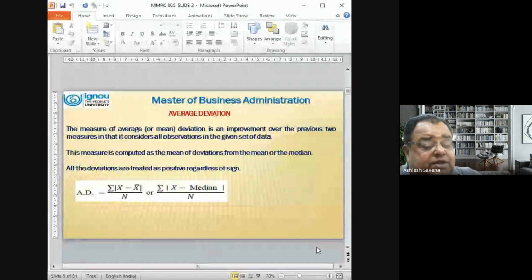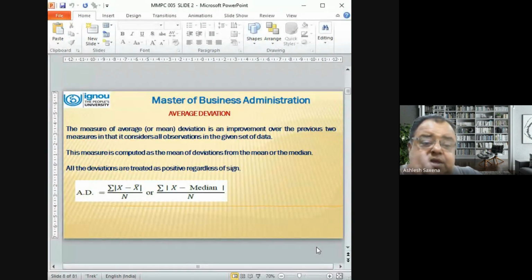Now comes average deviation. The measure of average deviation is an improvement over the previous two measures, in that it considers all the observations in the given set of data. This measure is computed as the mean of deviations from the mean or the median, as the question is asked. If it asks for the deviation from the mean, then first of all we have to calculate the mean. And if the problem asks for deviation from the median, in that case we have to first calculate the median and then proceed the same way.